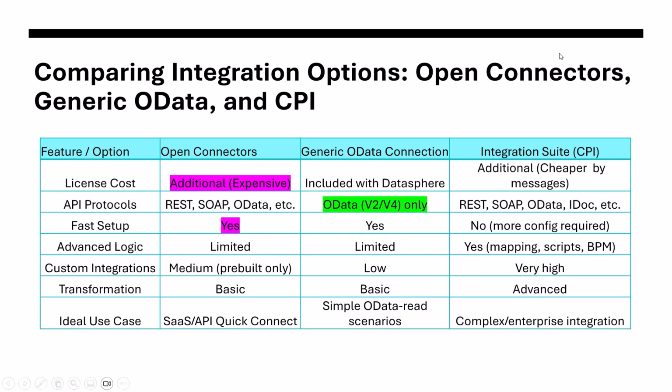In this table, we can see there are three options. The first one is generic OData connection, then Integration Suite or CPI, and then the Open Connectors option to integrate with APIs. We'll start with generic OData connection. This is a standard pre-built connection available in Datasphere to connect with generic OData services. OData V2 and V4 support is available, but nothing other than OData services.